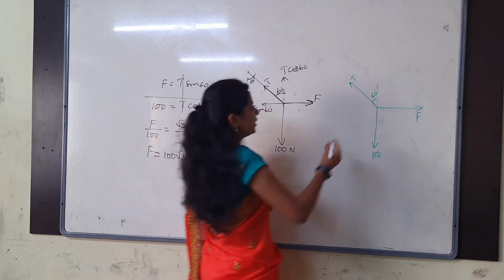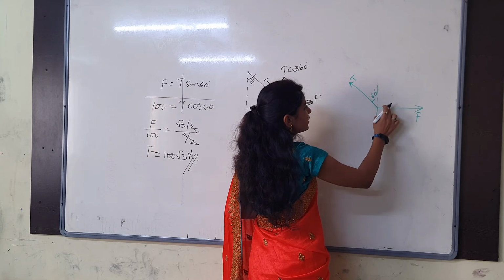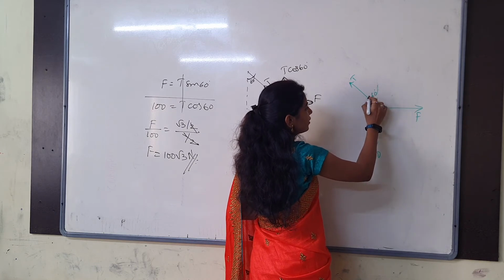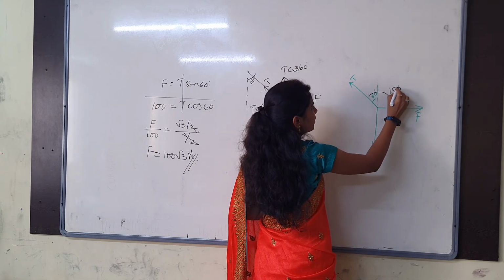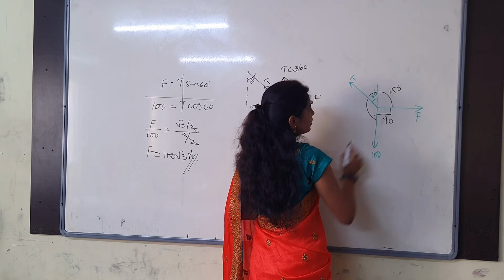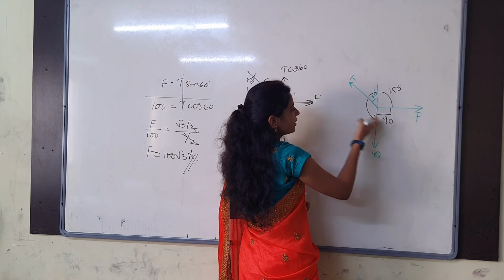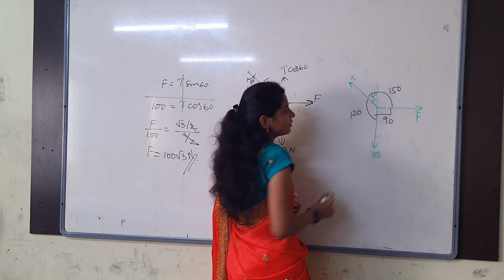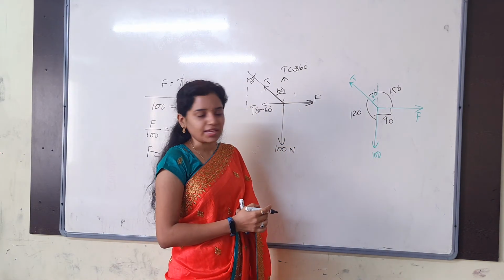So, here 60 means here is how much? 90, right? 60, 90. Total will be how much? 150. Here is how much? 90. Then this angle is how much? 150 plus 90 means how much will be remaining? Of course, 120 is remaining. That is how you have to take the angles.